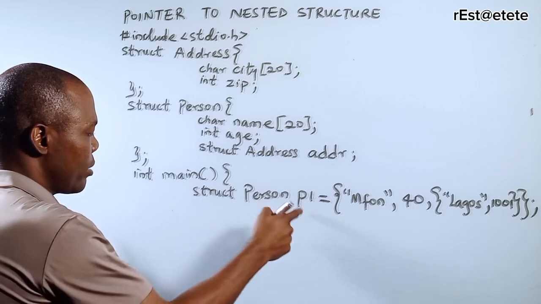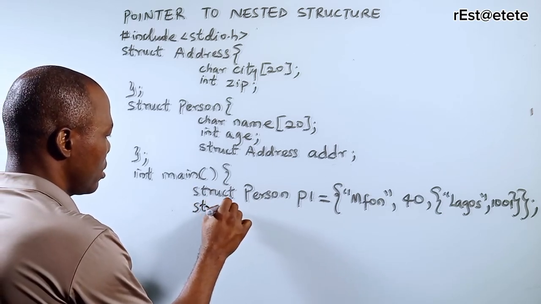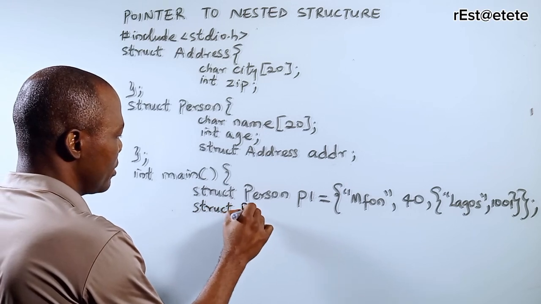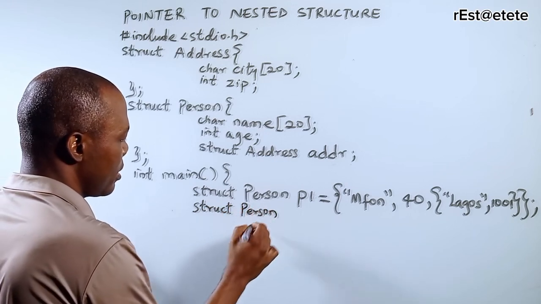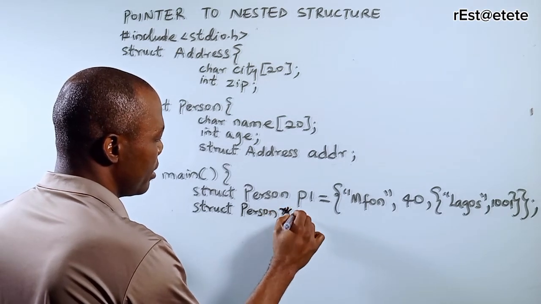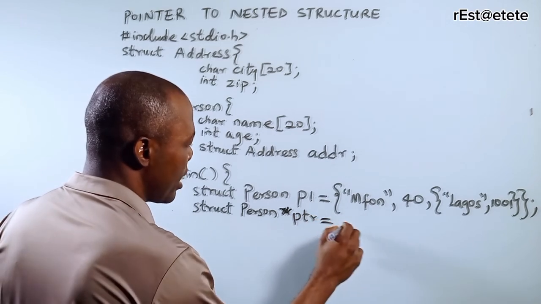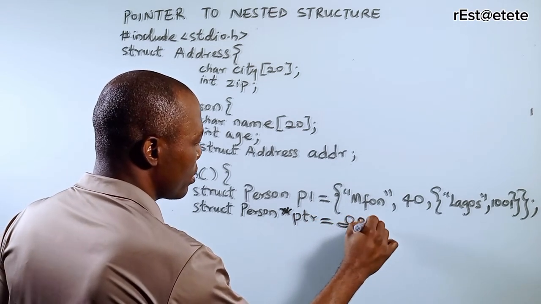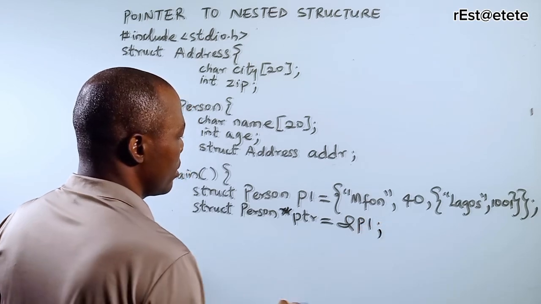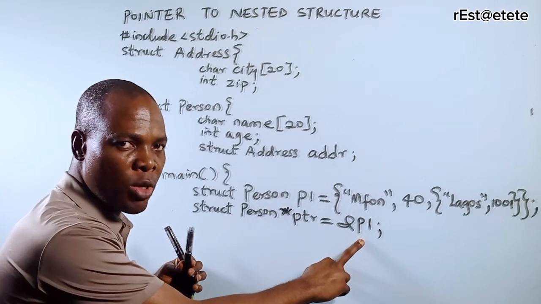So I will create a pointer to this. So the pointer is what? Struct person, right? And then pointer asterisk, let's call it ptr. And this pointer will point to what? Address of p1. So that is it. So I've created a pointer, and the pointer is pointing to the address of p1.